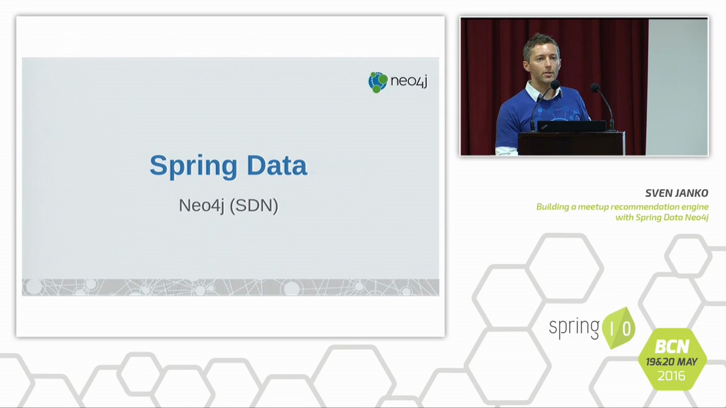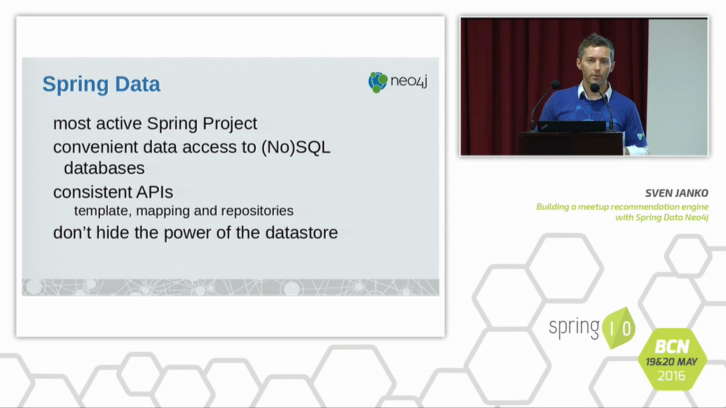Okay, let's now talk about Spring Data. Spring Data is, as you might all know, the most active Spring project, and the main goal of Spring Data is to provide a familiar and consistent Spring-based programming model for accessing your data, while still retaining the special functionality of your store, of your database. So in that case, this is Neo4j, and we still retain the special functionality of Neo4j, which is traversing and being a high-performance database storage.